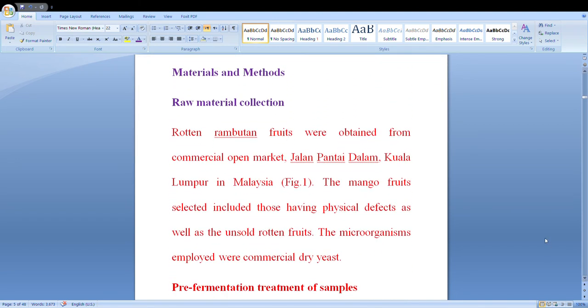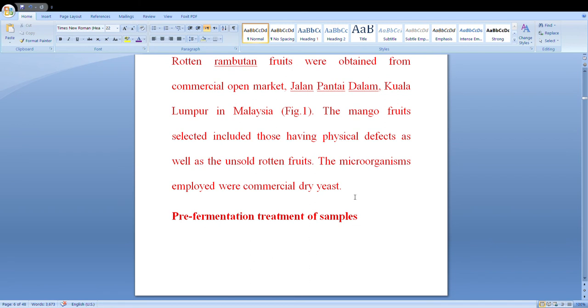Materials and methods. Raw materials collection: rotten rambutan fruits were obtained from the commercial open market in Malaysia. The fruits selected included those having physical defects as well as unsold rotten fruits. The microorganism employed was commercial dry yeast. Actually, my MSc student did this work in Malaysia under my supervision.